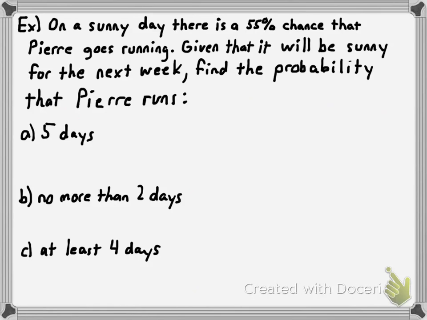All right, if we call this chance that he goes running, if we let the random variable R represent that, we would say then that R is binomially distributed. And if it's going to be sunny for the next week, there's going to be 7 days in which he could possibly go running. And then there's a 55% chance on each of those 7 days that he will go running. Okay, so those are the parameters. That's our P and our N. So for 5 days, we're trying to find the probability that R equals 5.